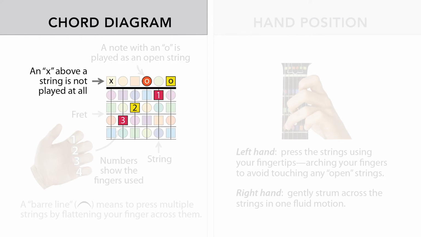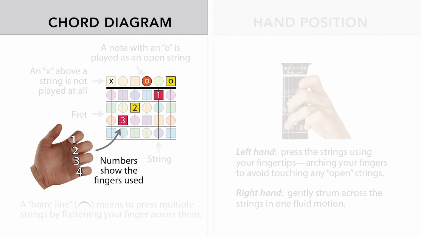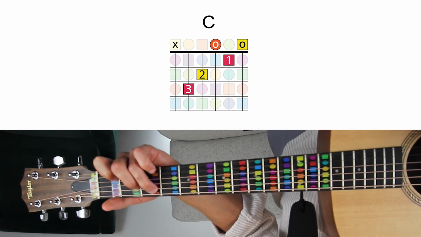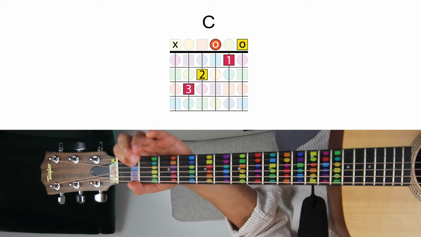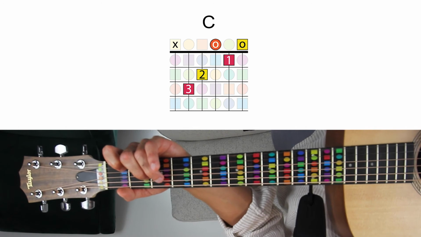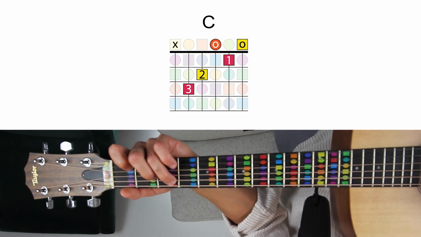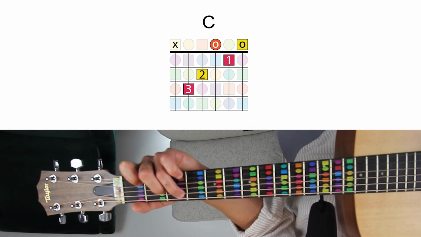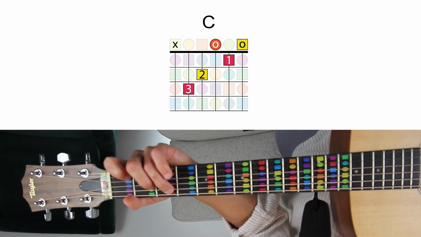And the X above a string means that it's not played at all. So in the C major chord, it's muted, as represented by this X symbol. And then the numbers show which fingers to use. 1 represents the index finger, 2 is your middle finger, 3 is your ring finger, and then 4 is your pinky, your little finger. So the C major chord is played like this. The first finger is on the second string, first fret, and then the second finger is on the 4th string, 2nd fret, and then the third finger is on the 5th string, 3rd fret. You play E, the open 1st string, and G, the open 3rd string, as open strings.